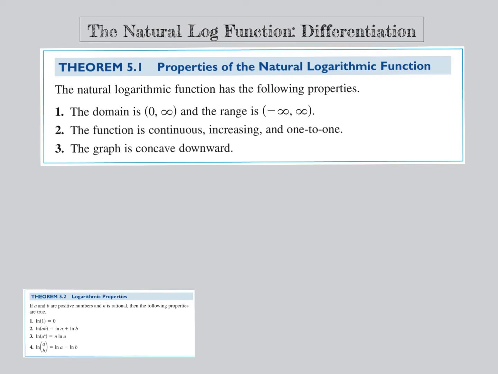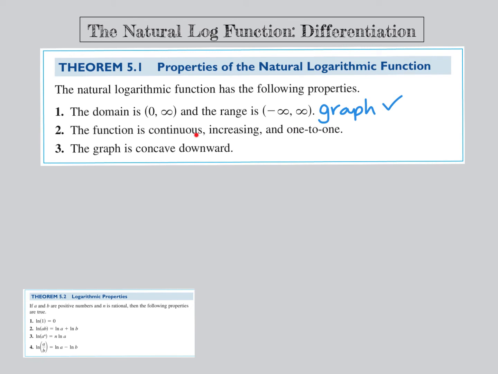Here we will talk about some of the properties of our natural log function. The domain, as we saw from our graph, is all positive real numbers, and the range is all real numbers. We saw that just from our graph and from our brief discussion about what the natural log function means. Second, the natural log function is continuous, meaning there are no gaps or holes or vertical asymptotes. It is increasing, and it's also one-to-one. Recall that one-to-one means that its inverse is also a function.